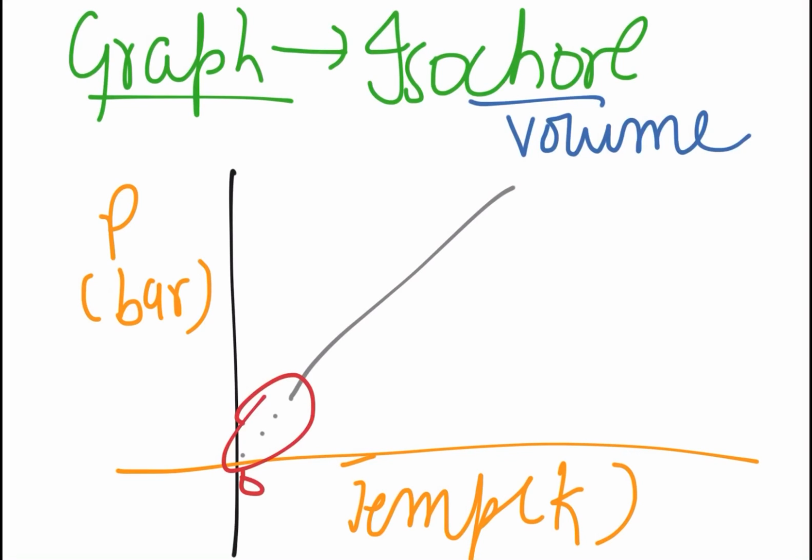Rest is the same, pressure and temperature are directly proportional, so I'll get a straight line. Now in the books, what we have as a graph is that I have got too many lines.